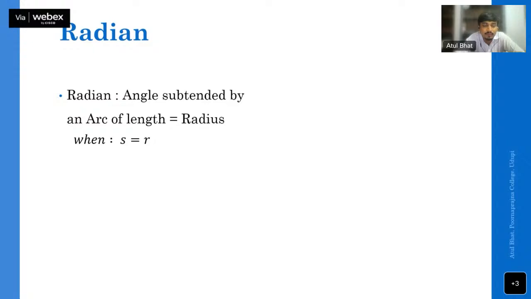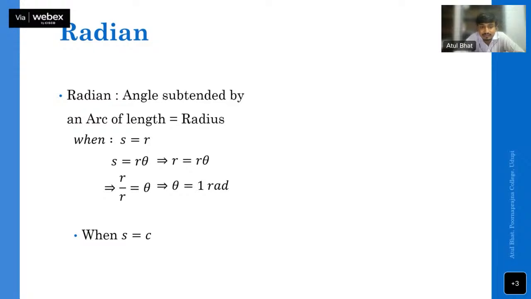So we have the formula s is equal to r theta. And when the length of the arc is equal to the radius, we substitute s is equal to r in the formula. You get r is equal to r theta, or theta is equal to 1. So we define 1 radian as the angle such that the displacement s, or the arc length subtended by this angle theta, or 1 radian, is equal to the radius.